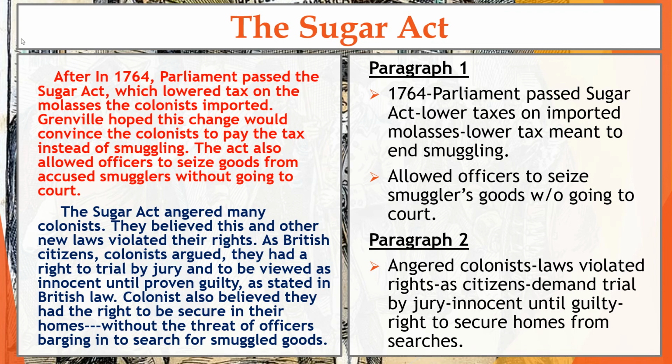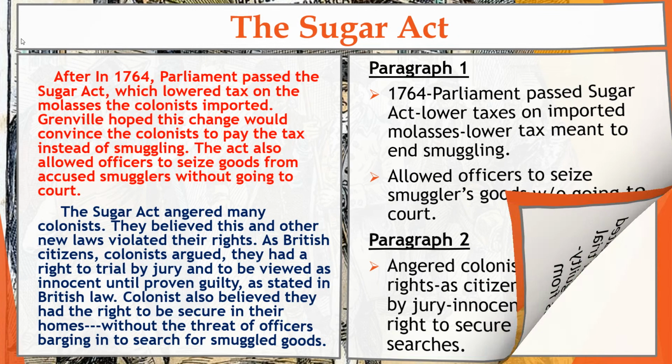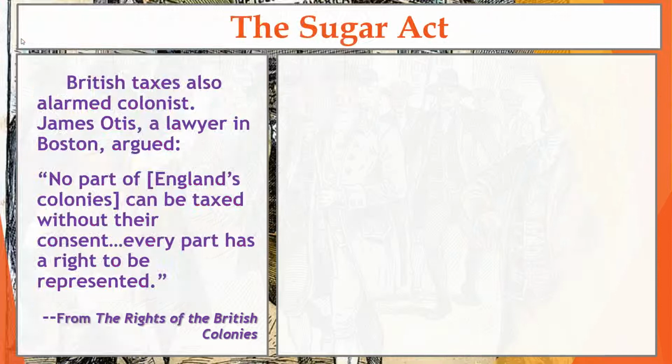Okay, almost done with the Sugar Act, and there's only one more paragraph, and this one is actually a quote. I kind of combined this here. British taxes also alarmed the colonists. James Otis, a lawyer in Boston, argued, "No part of England's colonies can be taxed without their consent. Every part has a right to be represented." From The Rights of the British Colonies. Okay, this is again James Otis.